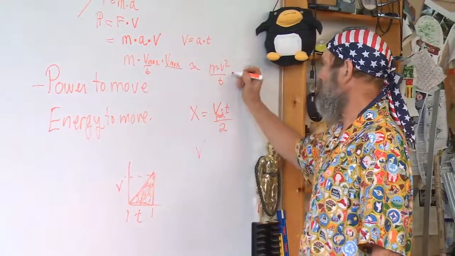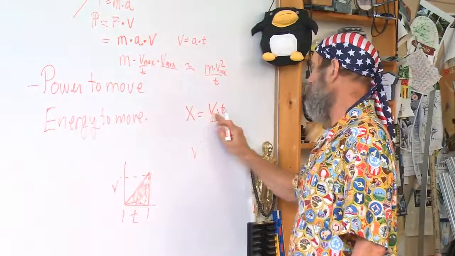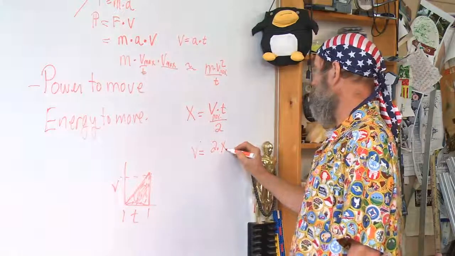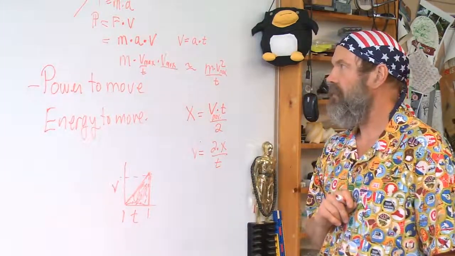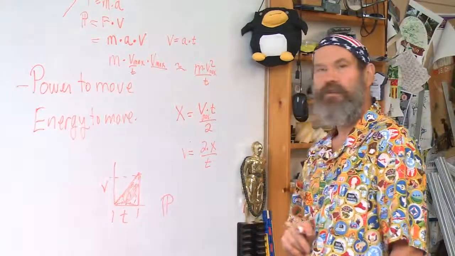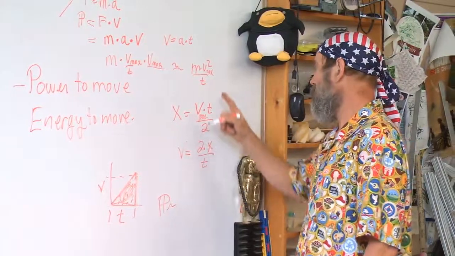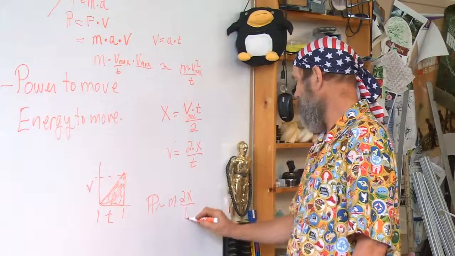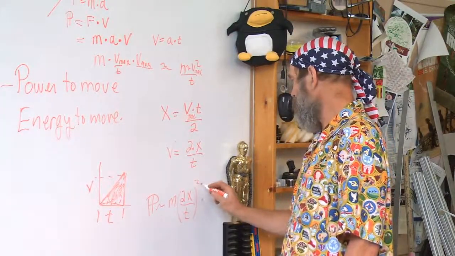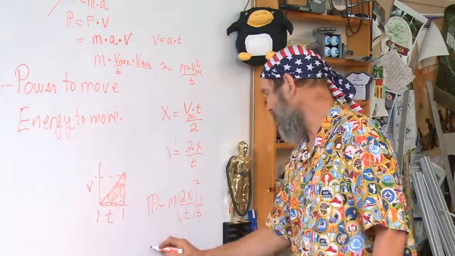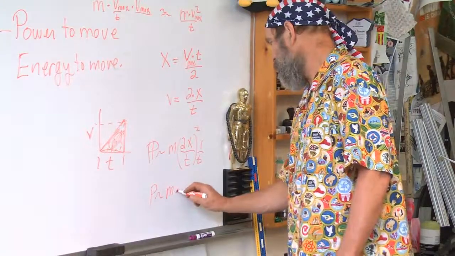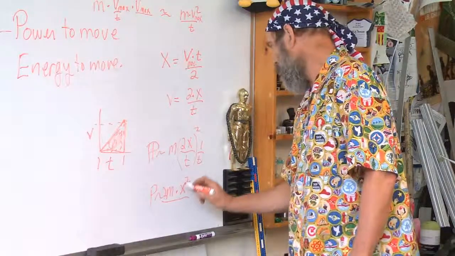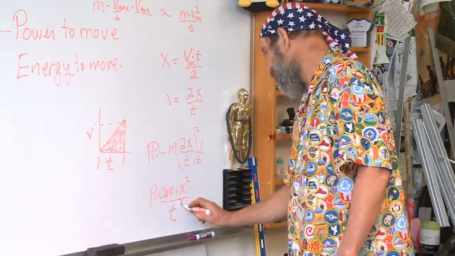So the velocity, the max or peak, let me use the same terminology, goes like 2 times the distance divided by the time. So your power to move goes like mass times (2x over t) squared, over t. Or your power to move goes like the mass times 2 times the distance squared, over time cubed.